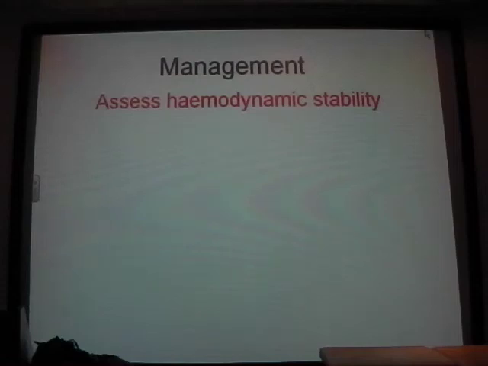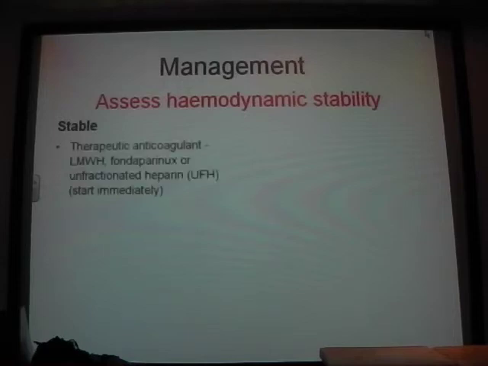This is the first thing you need to do, and you will be doing this when you do your VTE assessment. Once you've done your CTPA, you need to think about what you need to do then. If they're hemodynamically stable, so they're a bit tachycardic, but the blood pressure's holding and everything else looks okay, essentially they don't look like they're about to arrest, you need to start an anticoagulant.